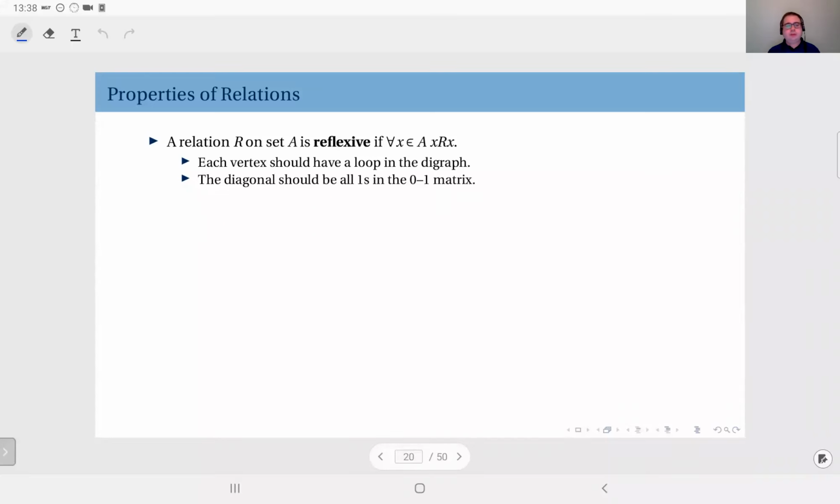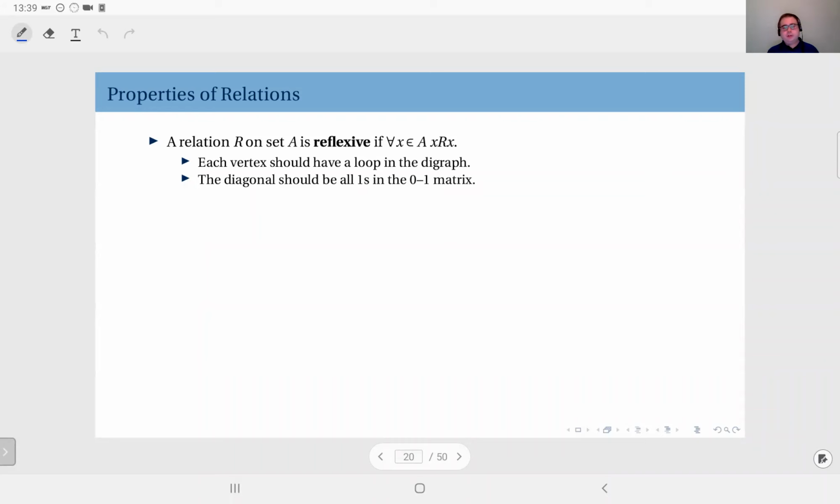Next, let's look at the properties of relations. We are going to define four main properties to classify relations. The first property we are going to talk about is reflexiveness. A relation R on set A is reflexive if for all x in A, x is related to itself through this relation R.